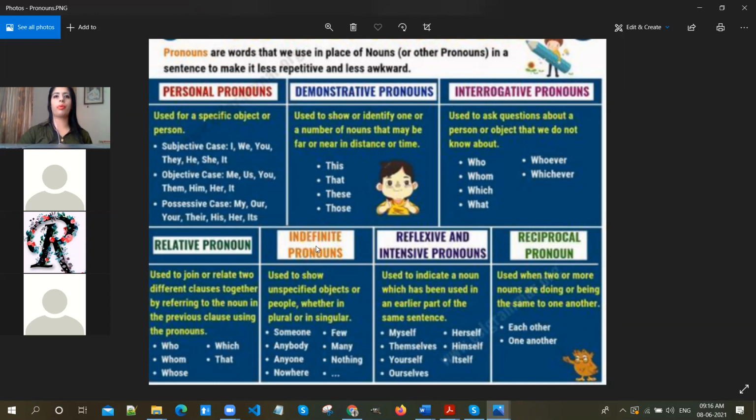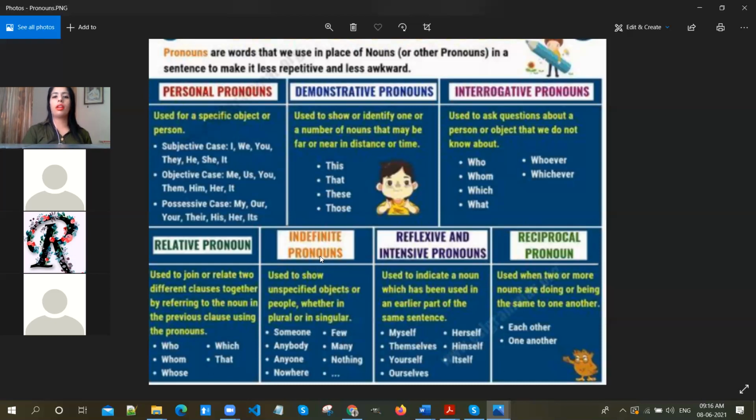Let's move to the next type of pronoun, that is indefinite pronouns. Indefinite pronouns are used when we are not sure about the particular things, right? When we have no surety, indefinite. Definite means when we know something properly. But indefinite is used to show unspecified objects or people, whether in plural or in singular. So first one is someone. Someone has stolen my pen.